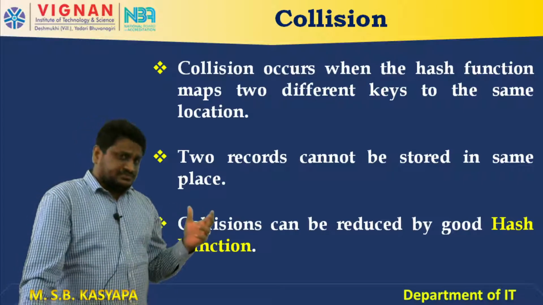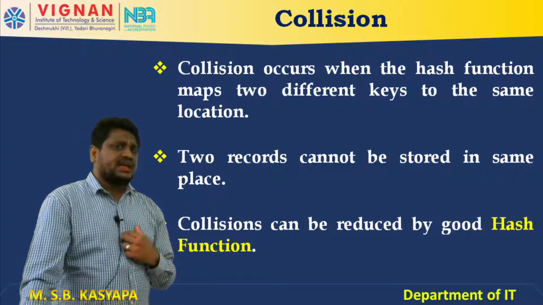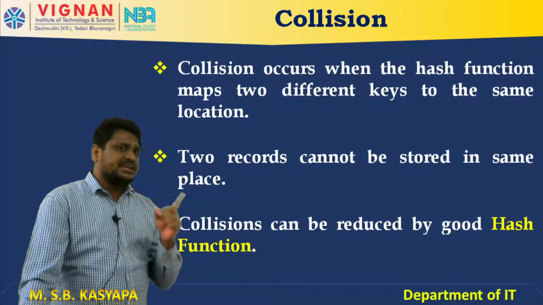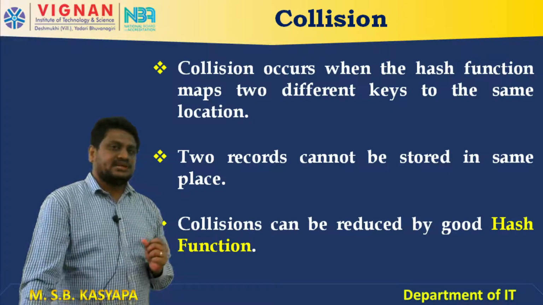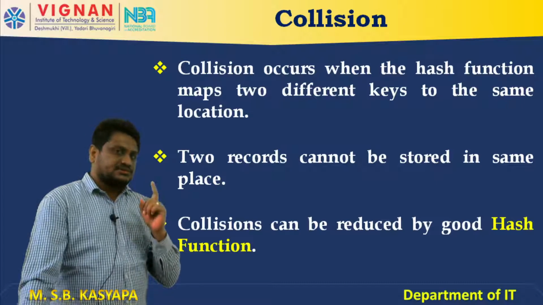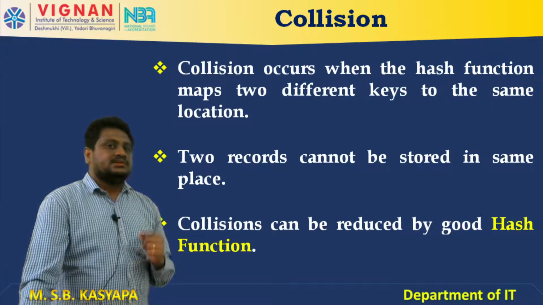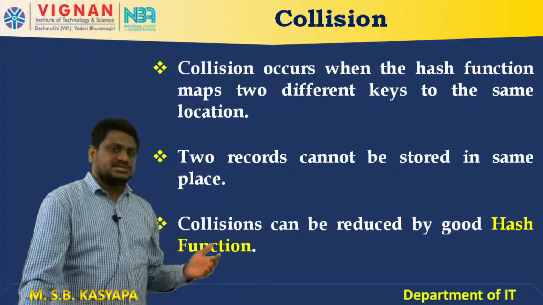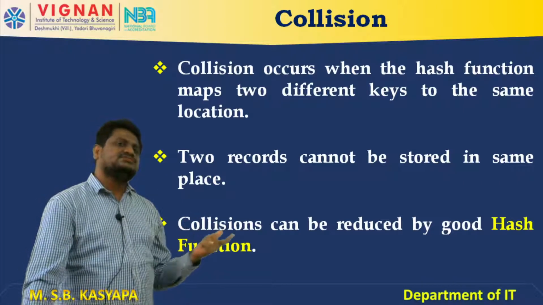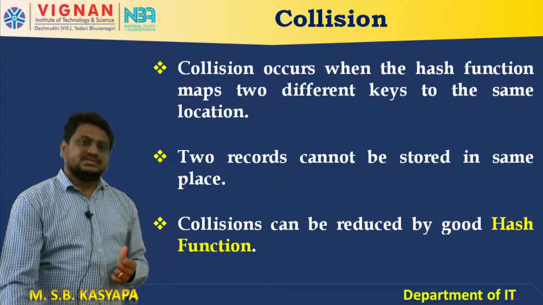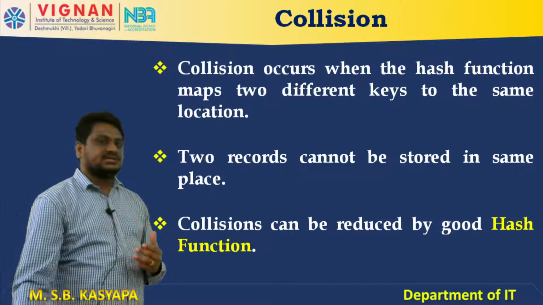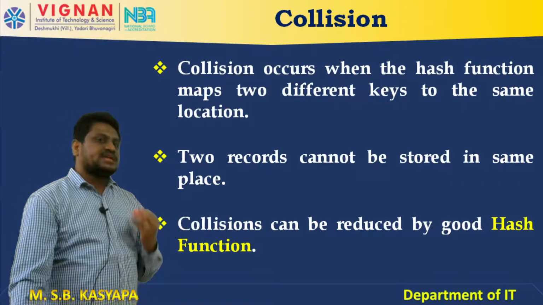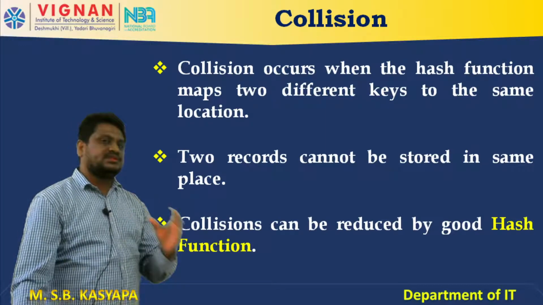So, in a hash table I can store a single value for each and every key value. Am I right? I can store only a single value. Then how do we reduce these collisions? Simply, I can use a good hash function. If I use a good hash function, then I can reduce collisions. That is one of the theories.